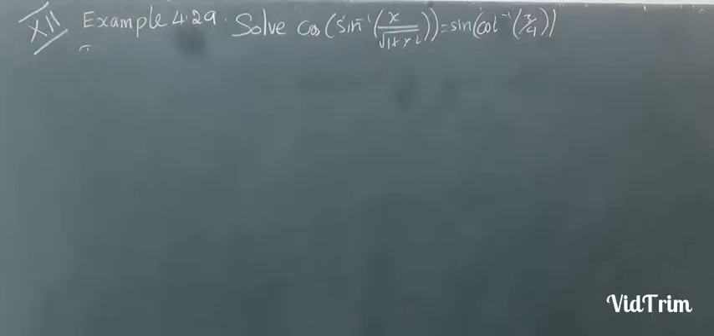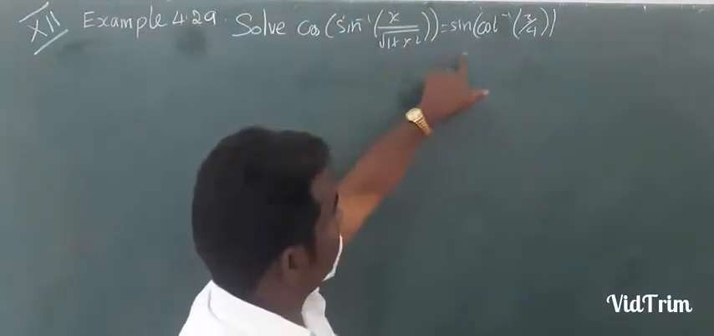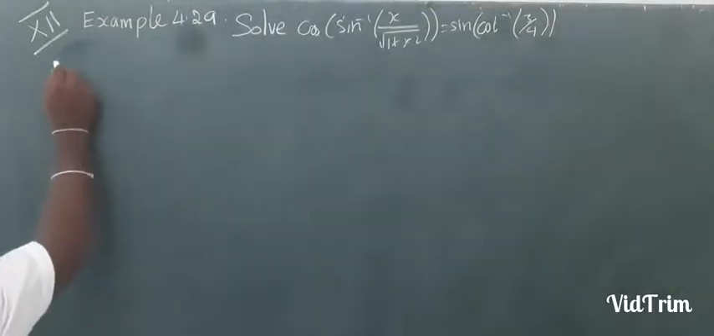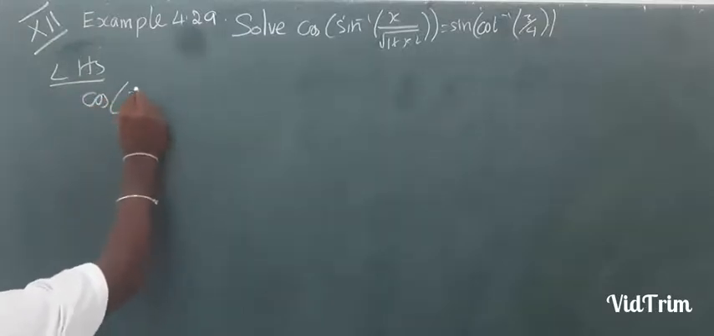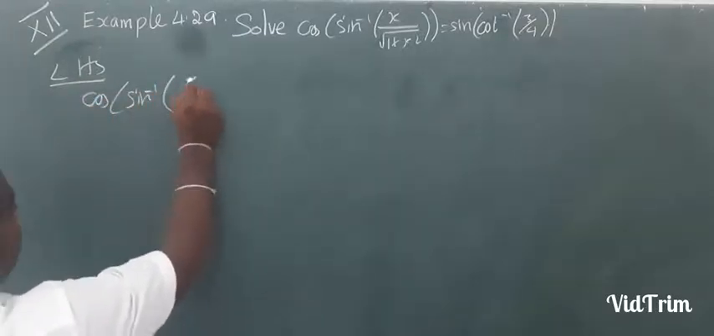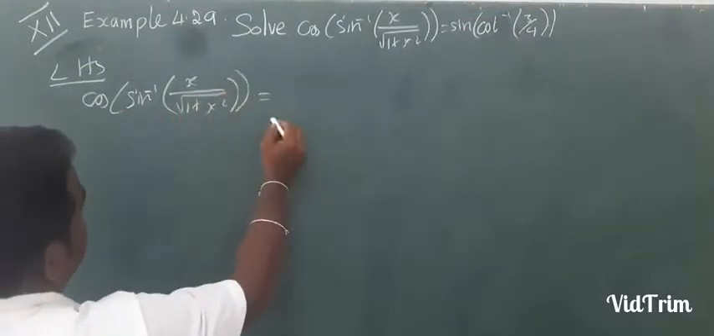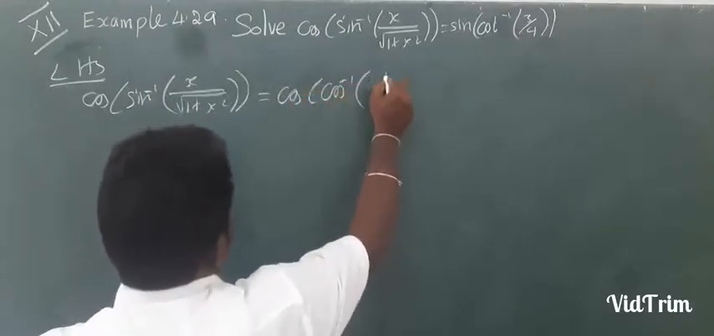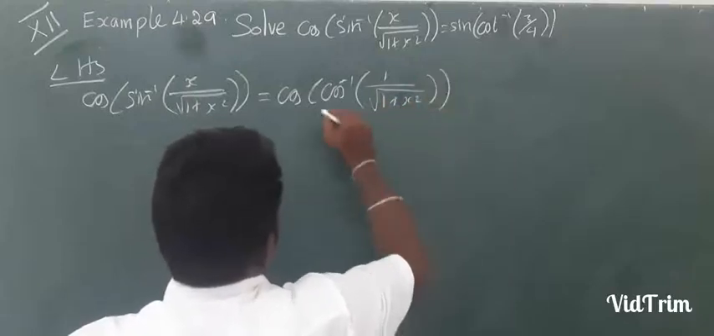Example 4.29. Solve cos of sin inverse x by square root of 1 plus x squared is equal to sin of cot inverse 3 by 4. So take the left hand side first. Cos of sin inverse of x by square root of 1 plus x squared is equal to cos of cos inverse of 1 by square root of 1 plus x squared.